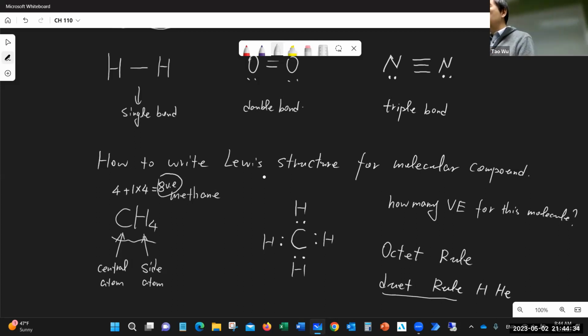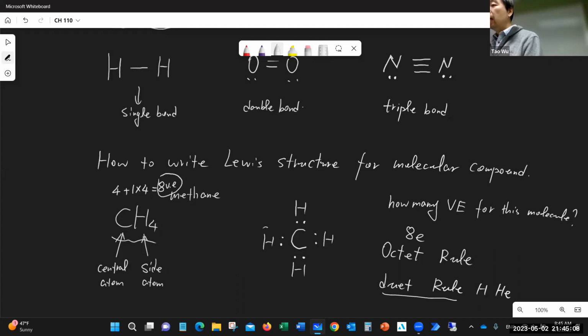For the rest of the elements, they need 8 electrons. Octet means 8, so they need 8 electrons to be stable, to be full. So you need to double check whether the Lewis structure we did is all correct. First, we already assigned 8 electrons, and we do have 8 valence electrons. Then you need to double check whether each of the elements follows either the octet or duet.